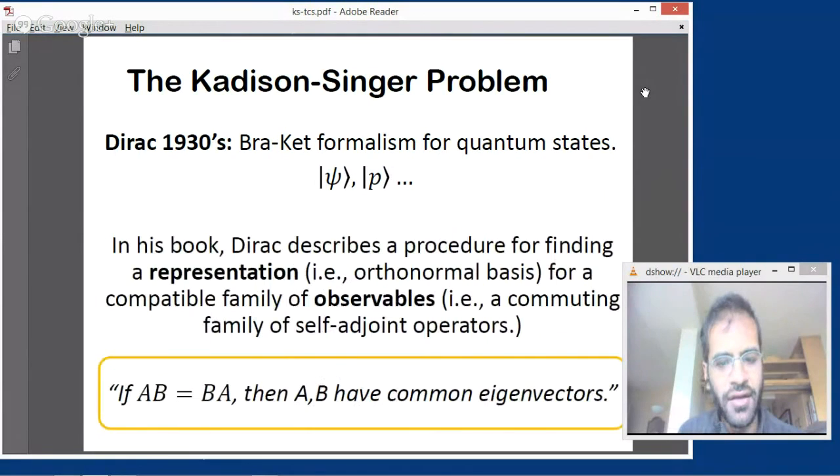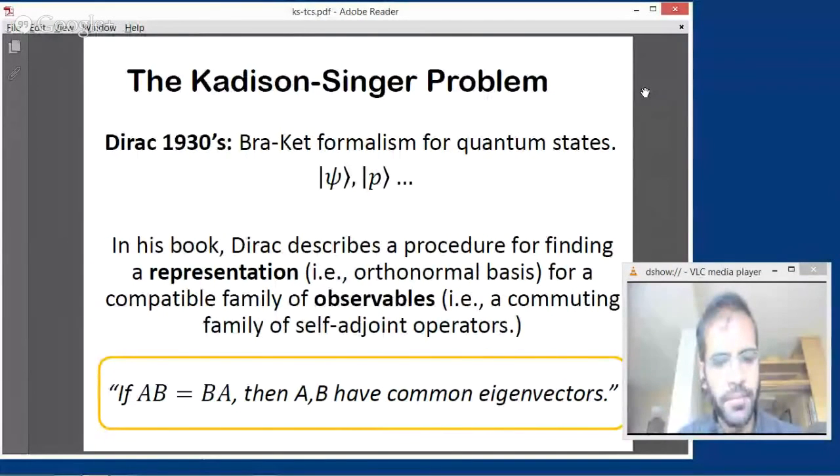And one of the things he described how to do in this book is how to find a representation for a compatible family of observables. What that means mathematically is how to find a single orthonormal basis that diagonalizes a family of commuting self-adjoint operators. Commuting operators in quantum mechanics correspond to observables that can be measured simultaneously, that do not have an uncertainty principle.